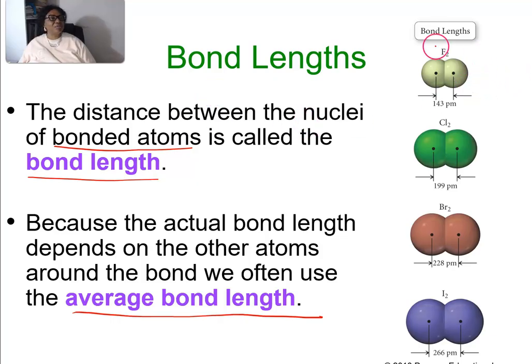So look at fluorine. The bond length is 143 picometers. It starts from the nucleus. The bond length for chlorine is 199 picometers. We are looking at picometers, sorry. Then for bromine, it's 228 picometers. And for iodine, it's 266 picometers. You see, as you go down the group, the bond length increases.